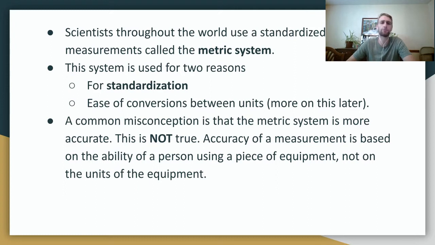Some people think that the metric system is more accurate. That's not really true. Accuracy and precision are things we're going to talk about in a little bit. But there's nothing about the system that makes it more accurate, but it is better for standardization and for unit conversions.